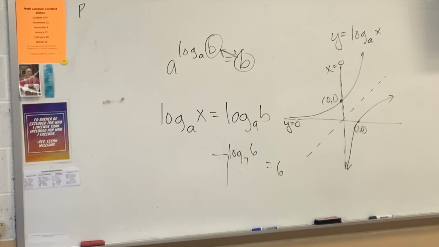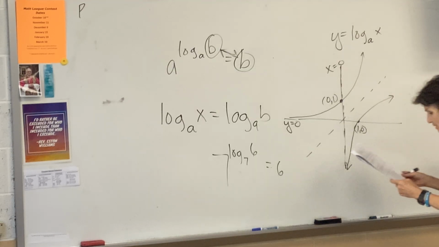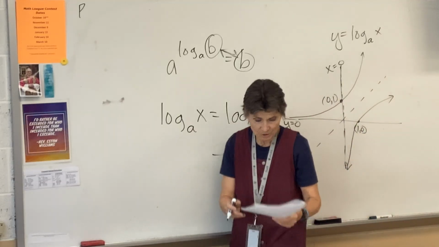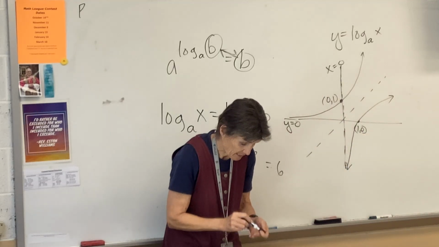Got it? All right, let's try example 1. Go ahead and figure it out. Look at all of them. Figure out what kind of table of values you have there in example 1.